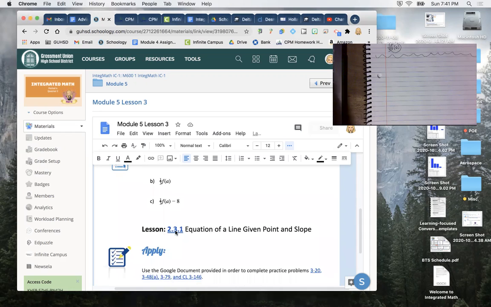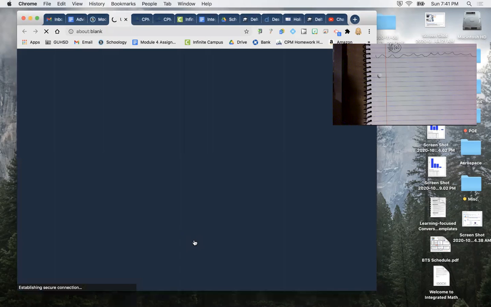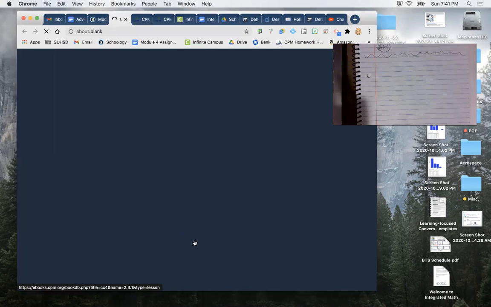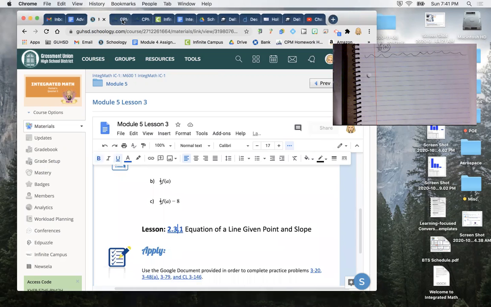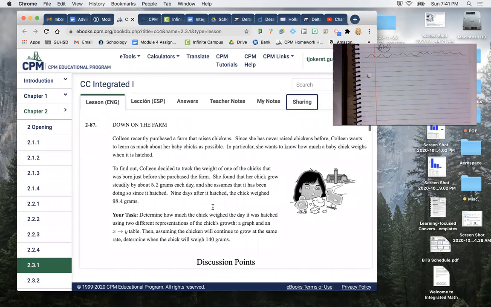So today we're going to actually be looking at the equation of lines, kind of doing the same thing that you were doing before, but now we have real life word problems. For some reason that's not opening, so I'll go in here. The example we're looking at today says, down on the farm. Colleen recently purchased a farm that raised chickens. Since she has never raised chickens before, Colleen wants to learn as much as she can about baby chicks. In particular, she wants to know how much a baby chick weighs when it is hatched.